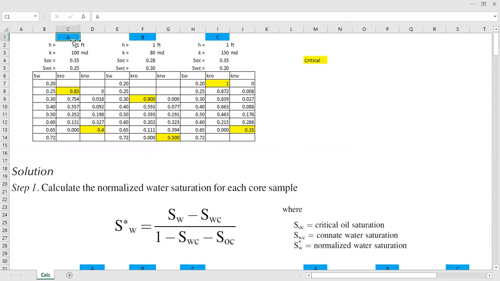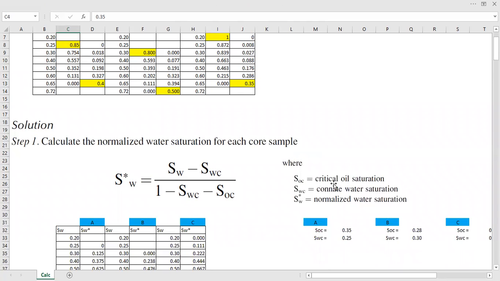Okay, so for core sample A, the thickness of the core sample is 1 foot, and the absolute permeability is 100 millidarcy. Based on the laboratory measurement, we know that the critical oil saturation is 0.35, and the core water saturation is 0.25. Or maybe it's not critical oil saturation, it's residual oil saturation. So SOC is the residual oil saturation, but in Tarek Ahmed's book, he used critical oil saturation.